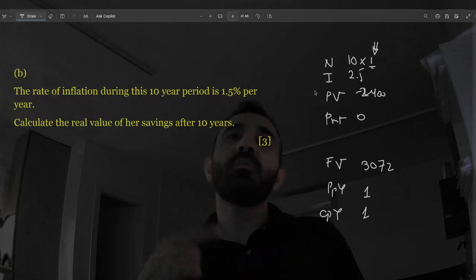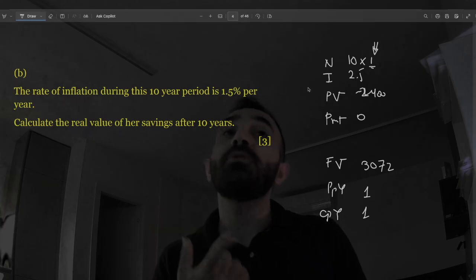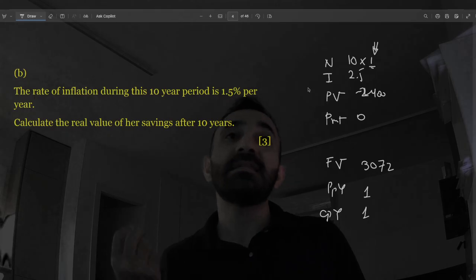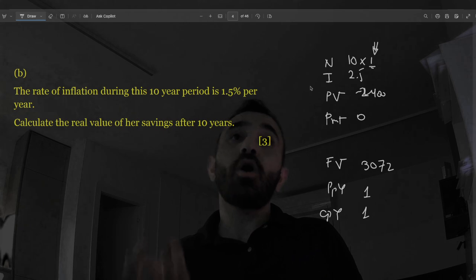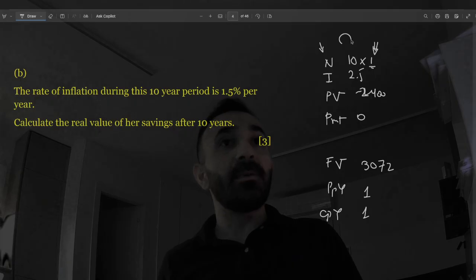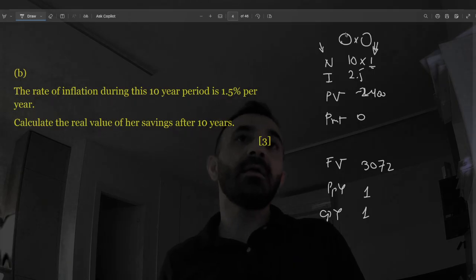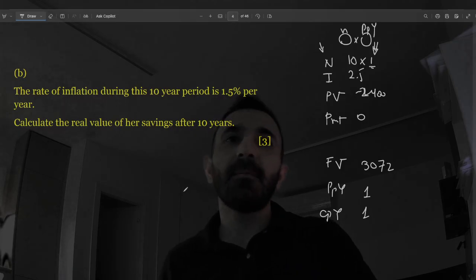But if you have to multiply by 2, 12, or 4, sometimes you forget to put that number. Instead of writing 10 times 4, you just write 10, and you're going to get the wrong answer. So always train your brain that for N, you multiply two numbers: the number of years times the value of PPY.